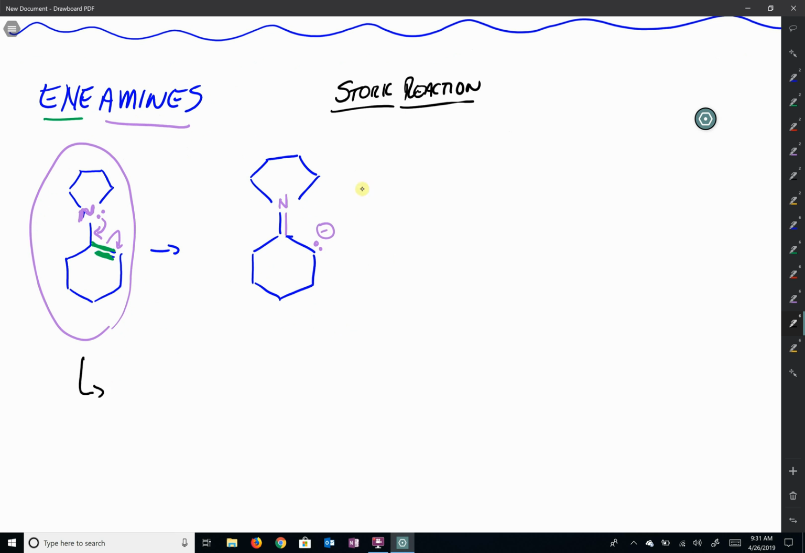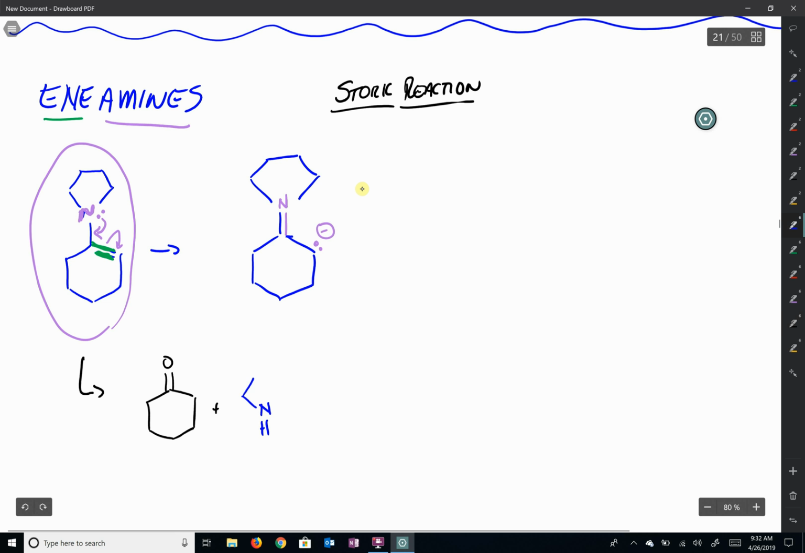Well, what I would need to do is take a ketone and add in an amine. And specifically, I need to add in an amine that has at least one hydrogen on it. It can't have more than one hydrogen, and it has to have at least one hydrogen. So secondary amines, okay? Secondary amines. And we'll talk about why that is in just a second here.